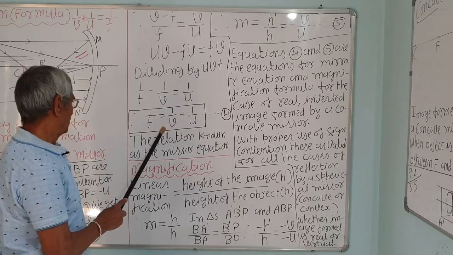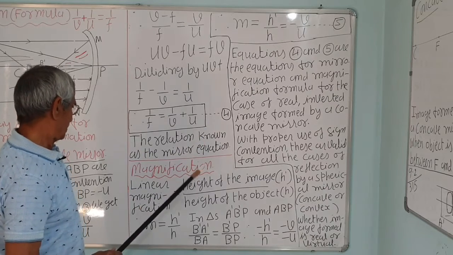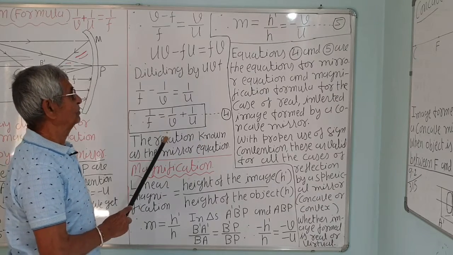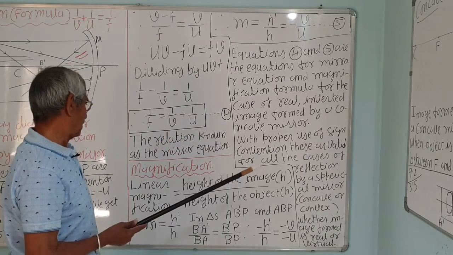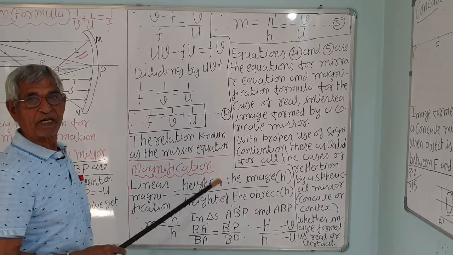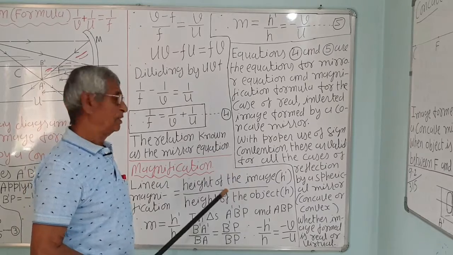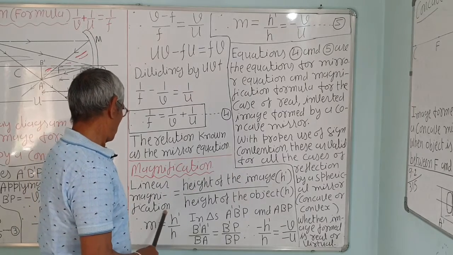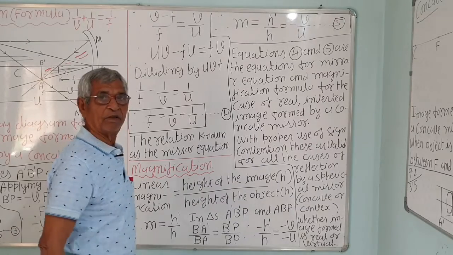Both are correct. This is the mirror formula or mirror equation. And it is applicable to both concave and convex mirrors, and for real and virtual images also. Now, magnification. The second important term is magnification. The magnification is equal to the height of the image, say h dash, to the height of the object.